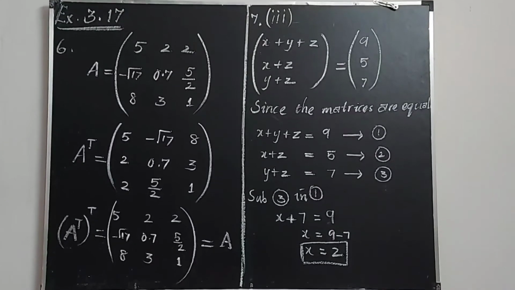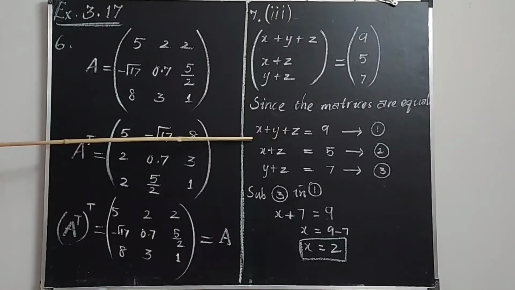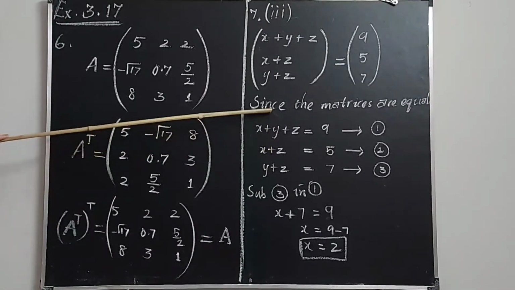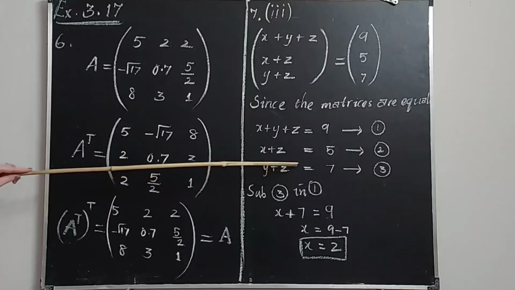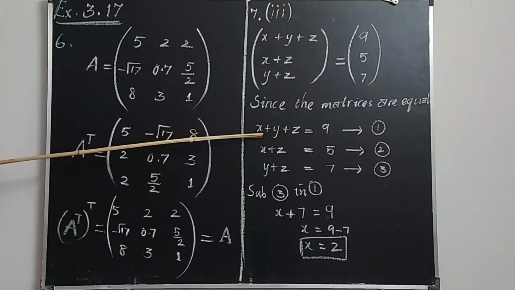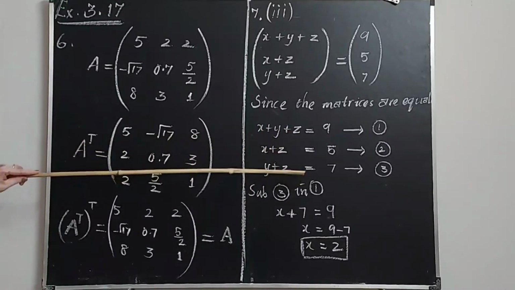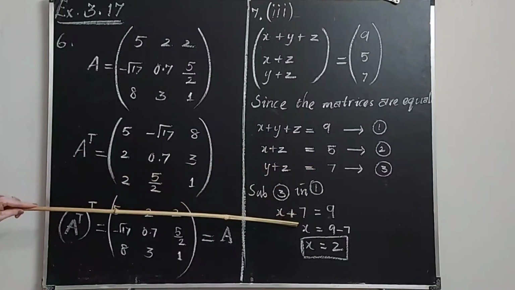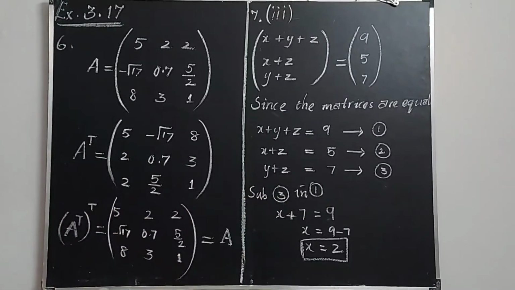No elimination method, just a substitution method. The first equation is x plus y plus z. Either substitute x plus z here or y plus z here. I have substituted in the first one. What is the third equation? y plus z is equal to 7. So in the first equation, in the place of y plus z, what do you have to substitute? The value of y plus z as 7. So x plus 7 is equal to 9. From this we get x is equal to 2.